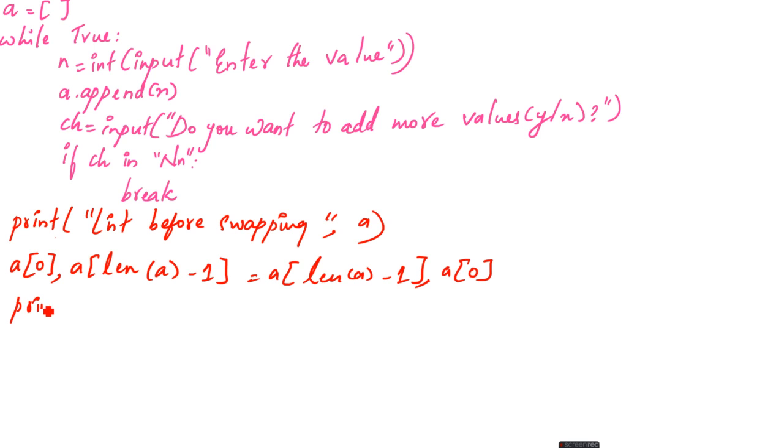Now we have to display the list after swapping. So list after swapping. Then we can write A. Now here there is no need for a while loop or anything because in the question they have already told we have to swap only the first and last element. So we don't want to access all the elements. Just take the index of first and last element, then we can swap it. So this is the answer.